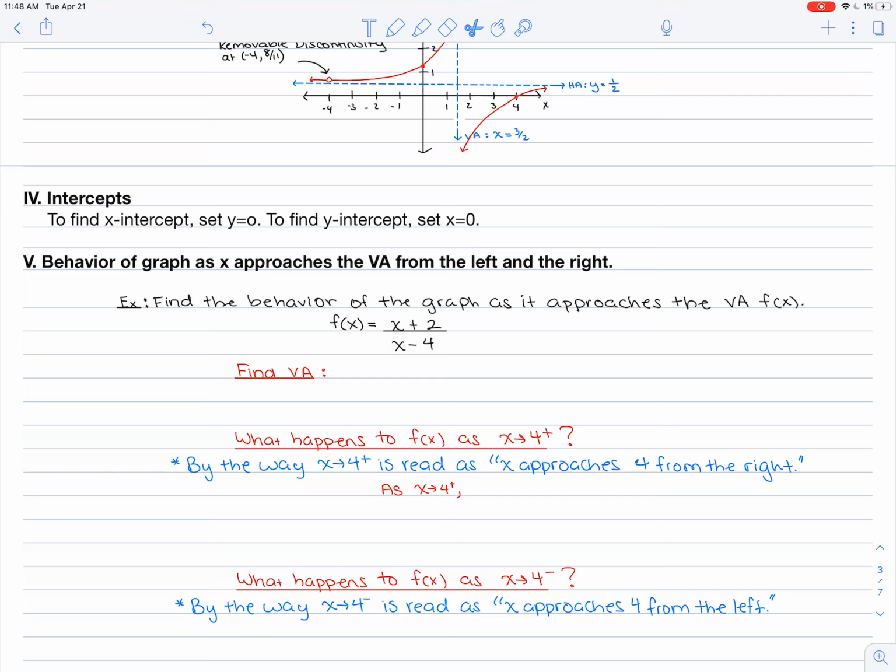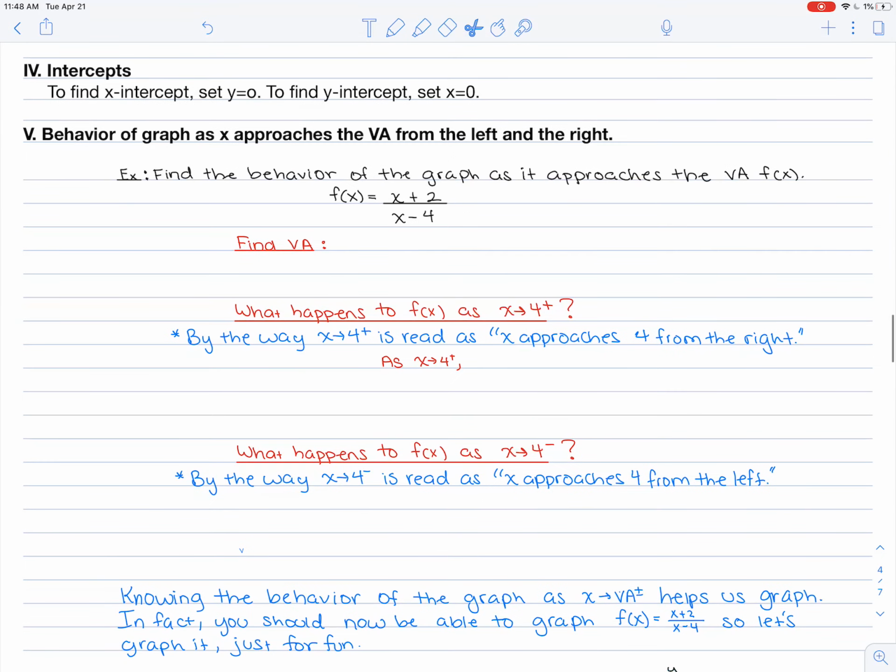So let's go ahead and skip to part 5, behavior of graphs as x approaches the vertical asymptote from the left and the right. Example: find the behavior of the graph as it approaches the vertical asymptote. In order to do that, we first must find the vertical asymptote. If you remember, we do that by setting the denominator equal to 0. And then we find that the equation of our vertical asymptote is x equals 4.